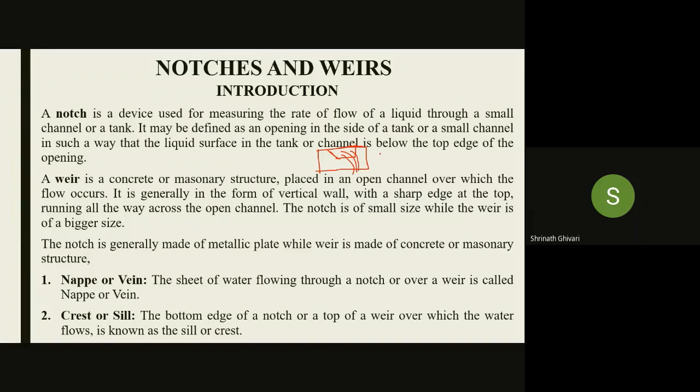Okay, and when it falls, we want to know the height. This side is known as nappe and this side is known as crest. Water touching the below part of the weir or notch is known as crest, and the water on the upper side is called nappe or vein. The notch is generally made up of a metallic plate, and the weir is made up of a concrete or masonry structure.